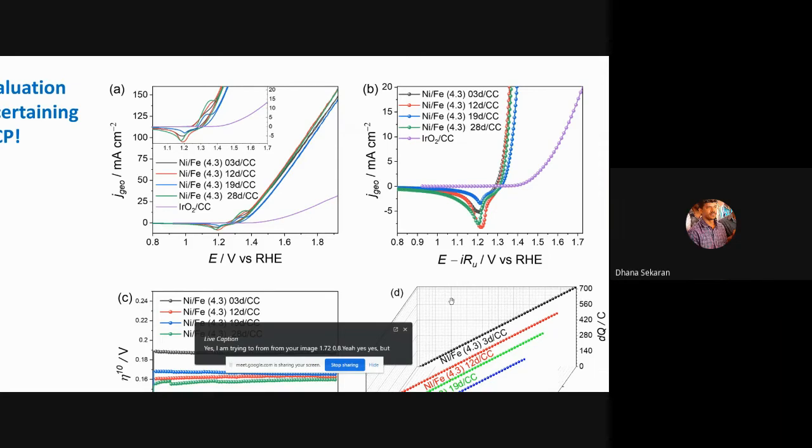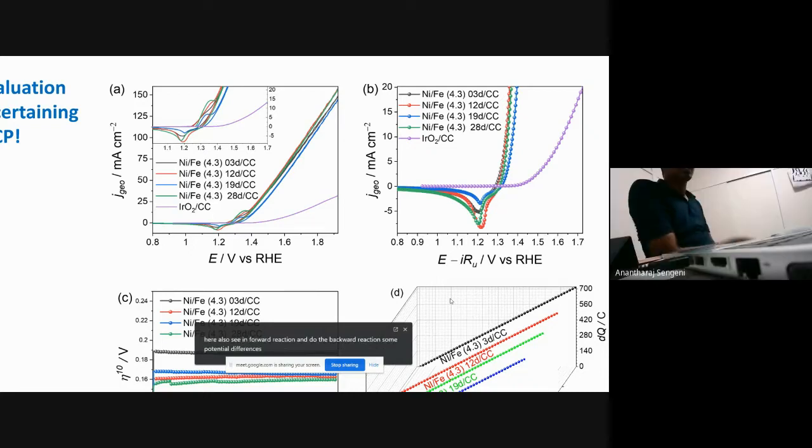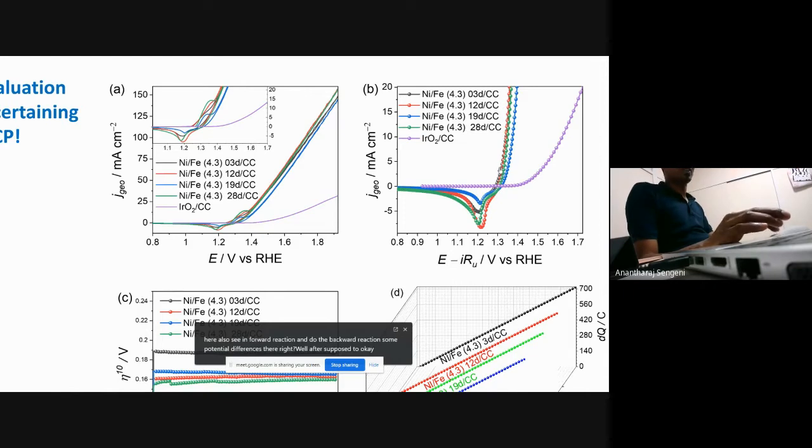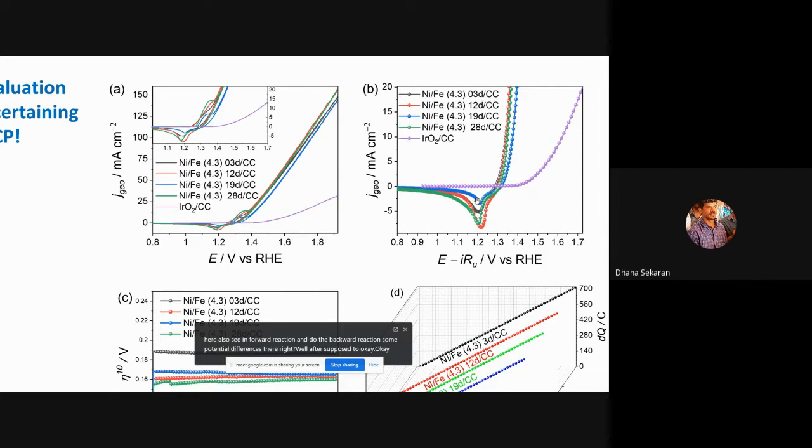But here also, between the forward and the backward reaction, some potential difference is there. Yeah, that is because this one is not IR corrected, and this one is IR corrected. That's why you see the difference, because of the IR compensation. Okay. Yeah, my other doubt.